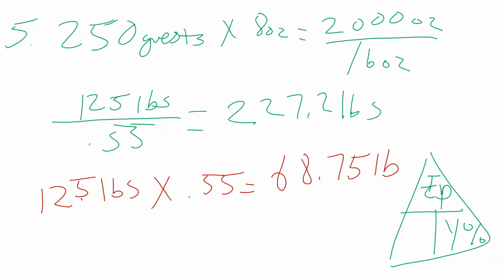You know, even wrong. So you put it into a sentence. I need 125 pounds, so I should order 68.75 pounds. Or I need 125 pounds, so I should order 227 pounds. Which one sounds more right?